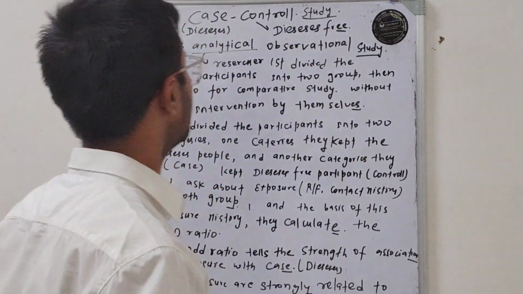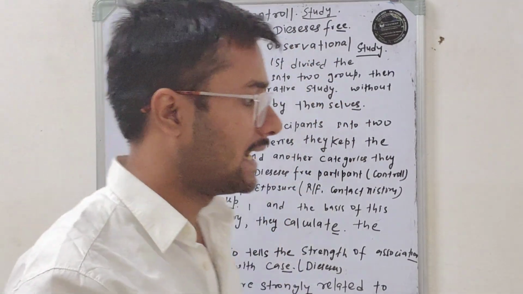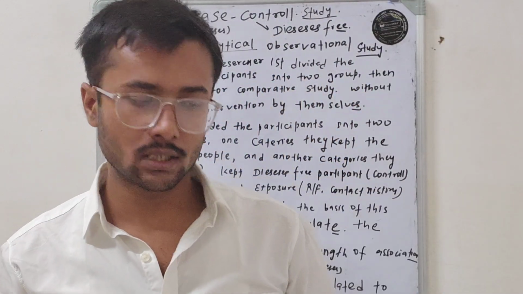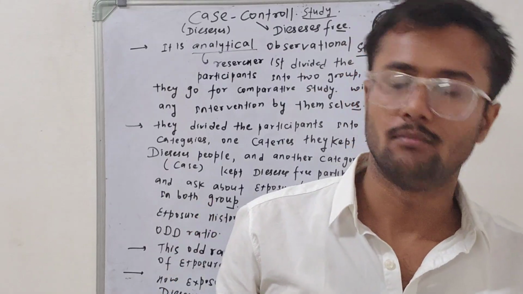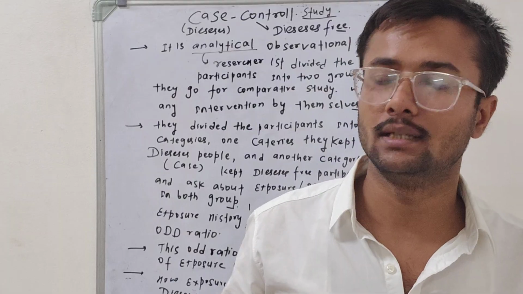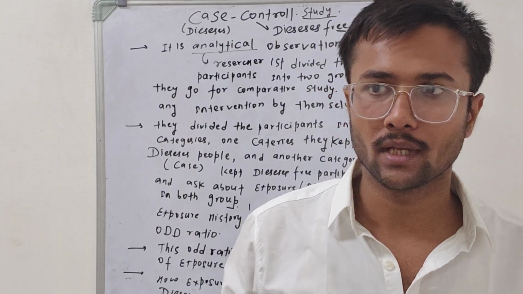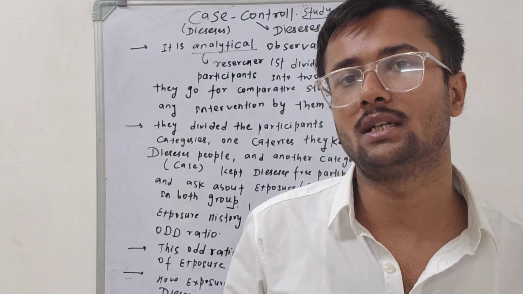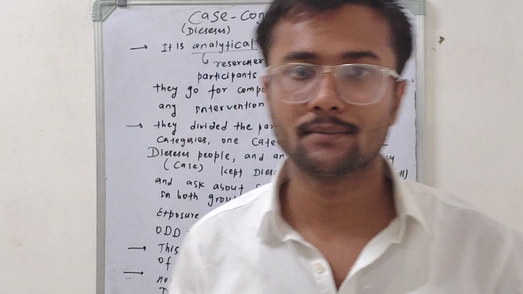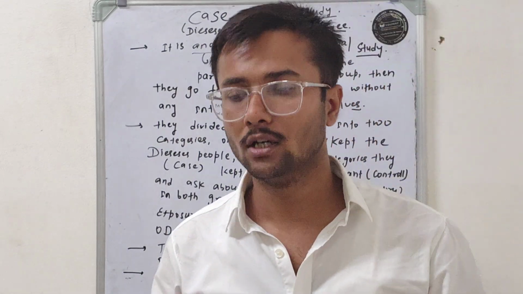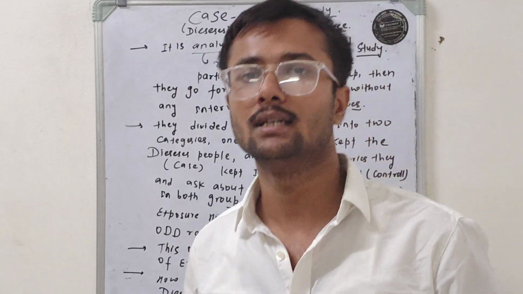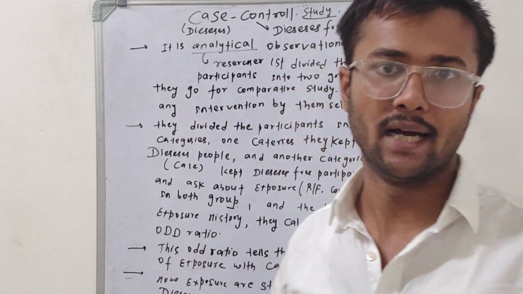First we try to understand what is the meaning of analytical study. When we conduct a study by dividing the participants into two groups, such a study is called an analytical study. So what is the meaning of observational study? In an observational study, we basically observe the progression of disease in patients without any interference or involvement by ourselves.